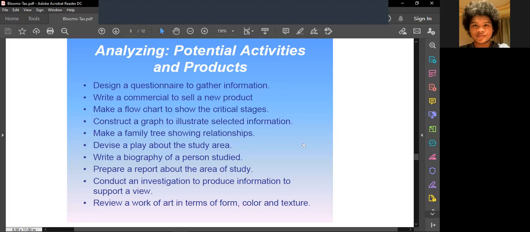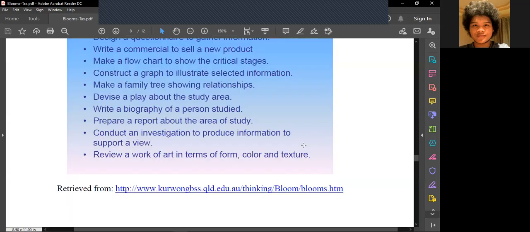Analyzing, design a questionnaire to gather information if this is research related, write a commercial to sell the new product if it's related to business and marketing, make a flow chart to show critical stages, especially in sciences, for example, human development. Construct a graph to illustrate select information. Make a family tree showing relationships of relatives. Devise a play, write a biography, prepare a report, conduct investigation, and review a work of art in terms of form, color, and texture.